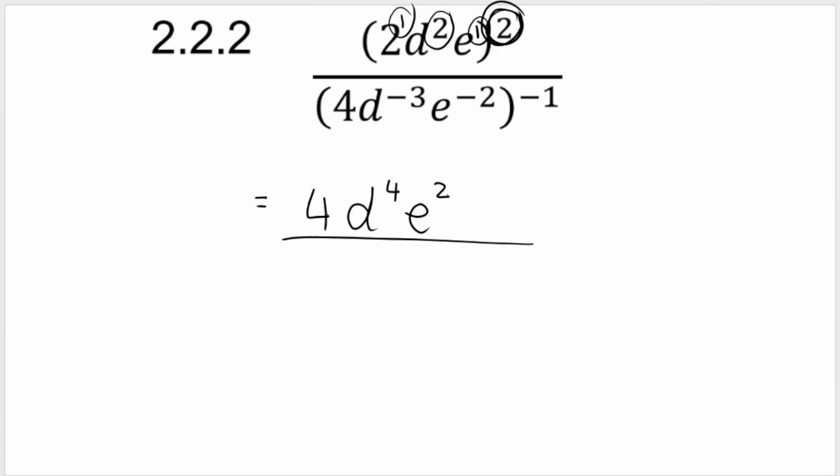Okay, now I do the same thing, but I do it for the bottom. 4 has an exponent of 1. D has an exponent of -3. E has an exponent of -2. So we're going to go 4 at the bottom. What is 1 times -1? That's -1. D, -3 times -1 is +3. Remember, negative times a negative is a positive. E, -2 times -1 is +2.